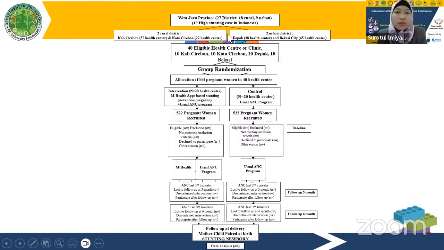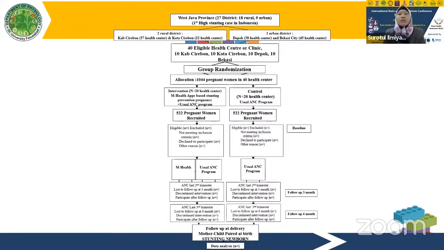This is the randomized control trial process. First, I will conduct the intervention in West Java province in Indonesia. It has around 27 districts, divided into 18 rural and 9 urban. Why West Java? Because West Java has the highest stunting cases in Indonesia. I will divide it into two groups, two rural districts and two urban districts: in rural, Kabupaten Cirebon and Kota Cirebon, and for urban, Depok and Bekasi.